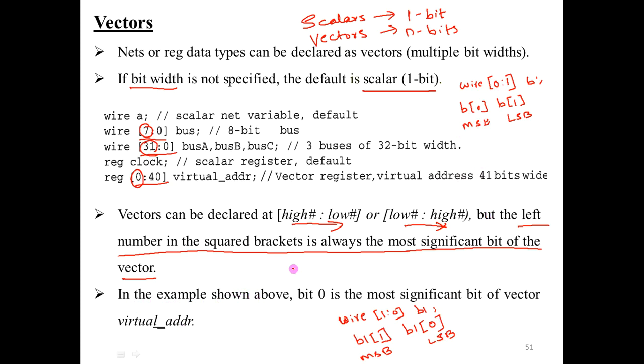In the example shown above, so here is the example. Bit 0 is the most significant bit of vector virtual underscore ADDR. So here, 0. This one is the most significant bit. Everywhere else, 7 is the most significant bit. 31 is the most significant bit there. Okay. Simple to understand.